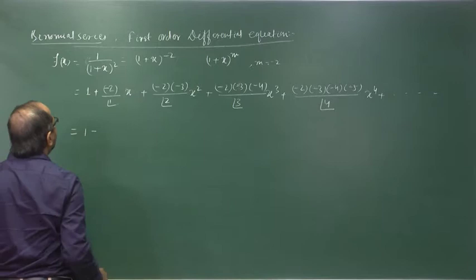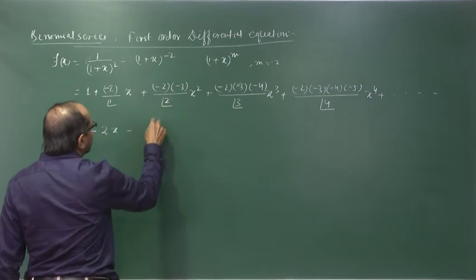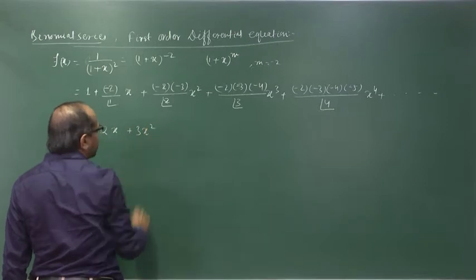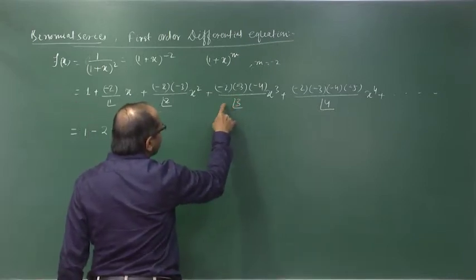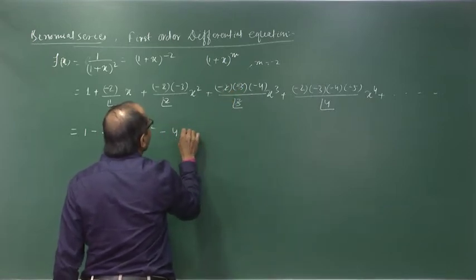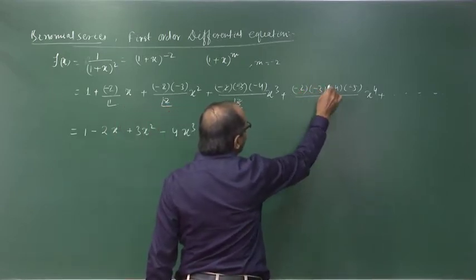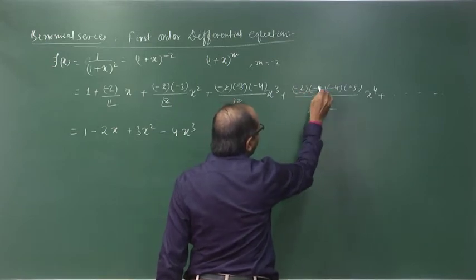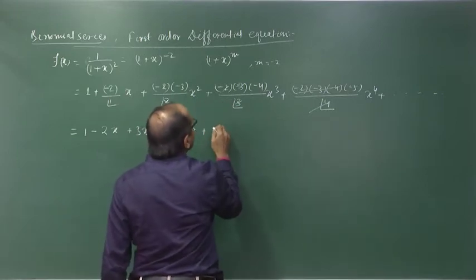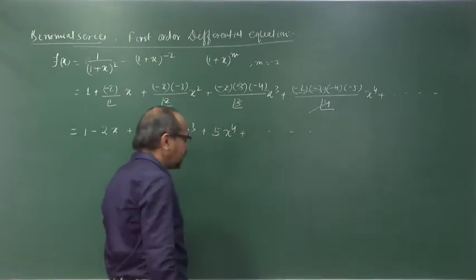1 minus 2x, then minus minus plus 2 cancels out, so it is plus 3x square. The next term, 3 factorial is 3 into 2, so they will cancel, minus minus plus, so it is minus 4x cube. Then 4 factorial is 4 into 3 into 2, so they all cancel and only the sign remains, minus minus plus, so it is plus 5x to the power 4, and so on, right.